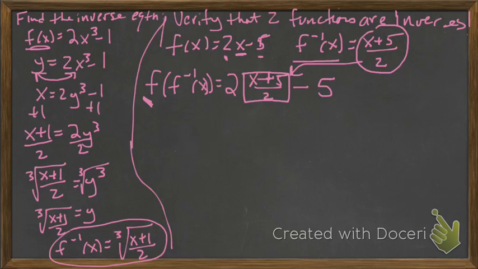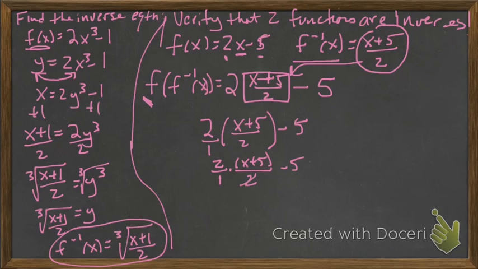So what I have really is 2 times (x plus 5) over 2, take away 5. Well, 2 times (x plus 5) over 2 is really 2 over 1 times (x plus 5) over 2. And if you think about it, since 2 is a factor of that numerator, I'd have to multiply it to x plus 5 and then divide by 2. I can cancel those.